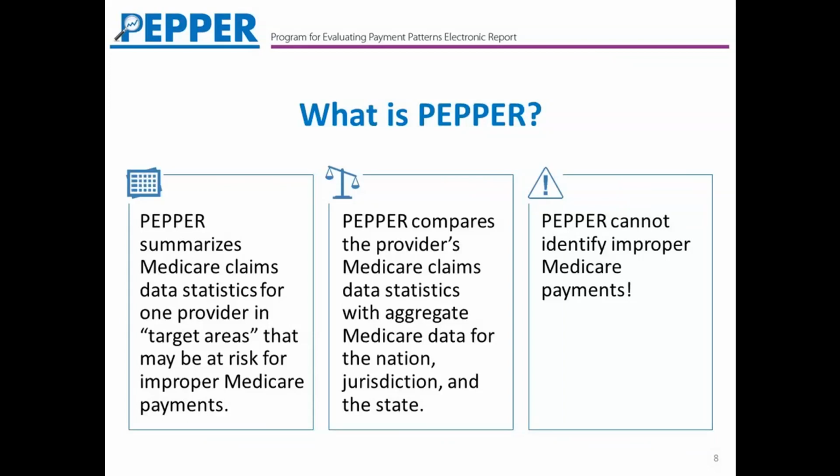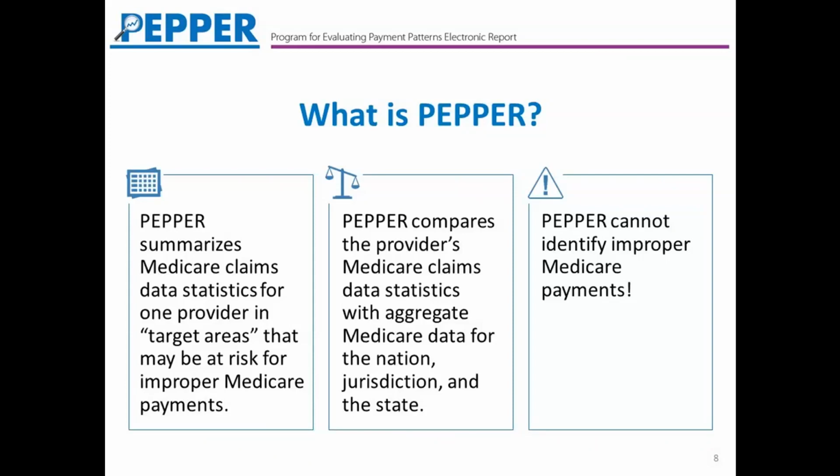The PEPPER summarizes your facility's Medicare claims data statistics for these target areas and compares your statistics with aggregate Medicare data of other facilities in 3 different comparison groups. Those comparison groups are all home health agencies in the nation, all home health agencies that are in your Medicare Administrative Contractor or MAC jurisdiction, and all home health agencies that are in your state.